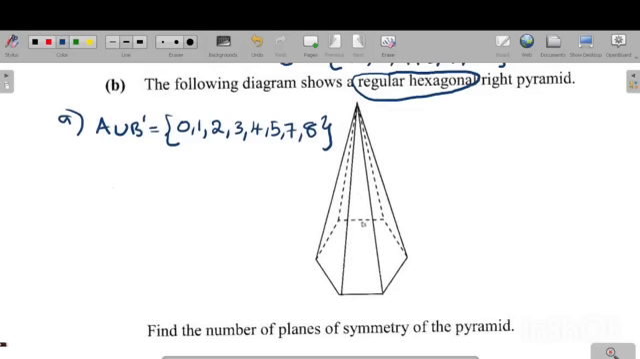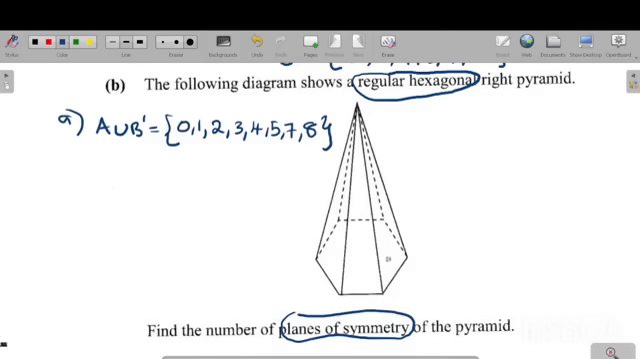So when you look at this pyramid, we've been told that it's a regular hexagonal. So hexagonal meaning it has 6 sides, or it has 6 planes. Okay, so we've been told to find the number of planes of symmetry of this regular hexagonal pyramid.